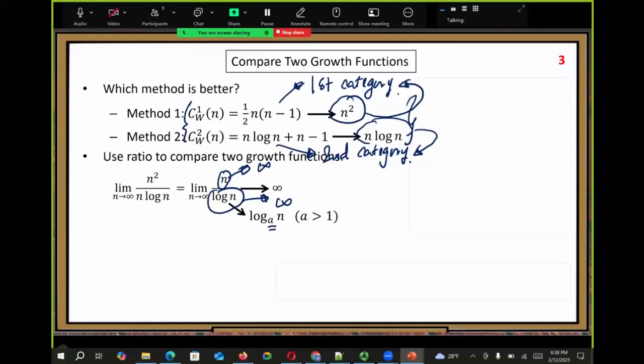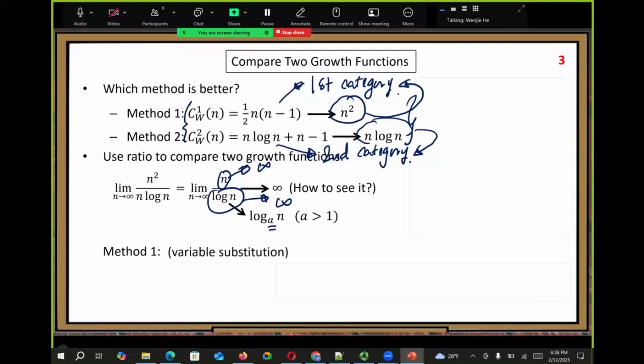All right. So here we need to do some work to compare. So there are a few methods we can use. The first method, we do variable substitution.